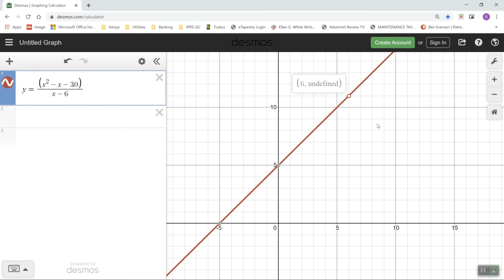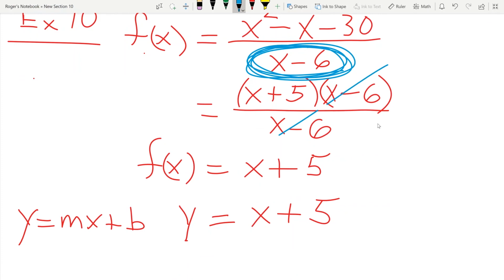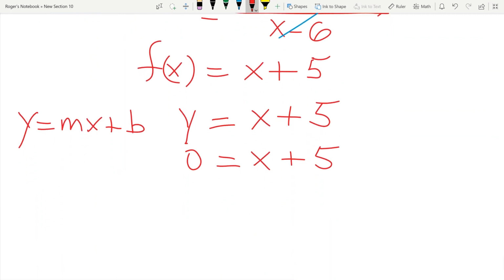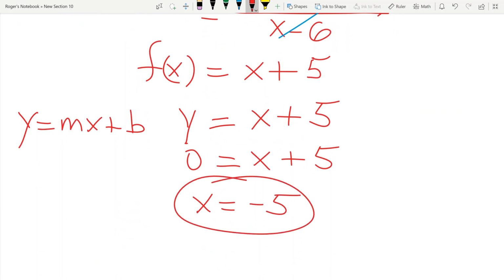Now, one last question. This particular problem, they wanted to know what is the 0 of the function. In other words, when is y equal to 0? Back here at the equation, we have y equals x plus 5. If you were to set this equal to 0 and solve, you would answer that question. What if we said 0 equals x plus 5? Then what value of x creates 0 here? Well, x would be equal to negative 5.